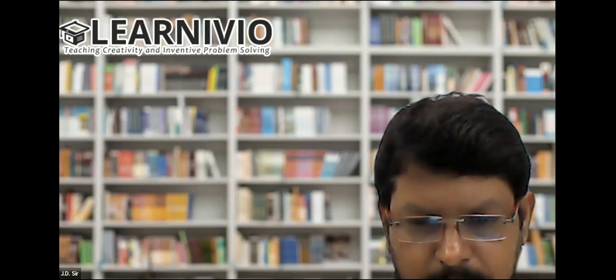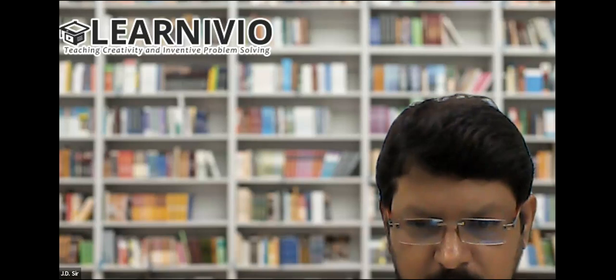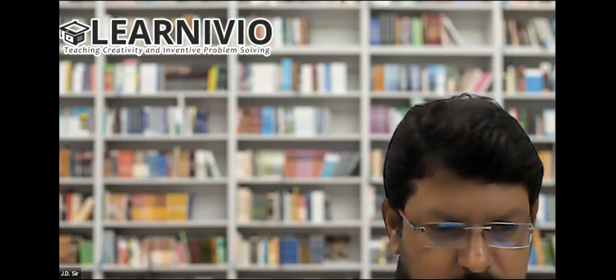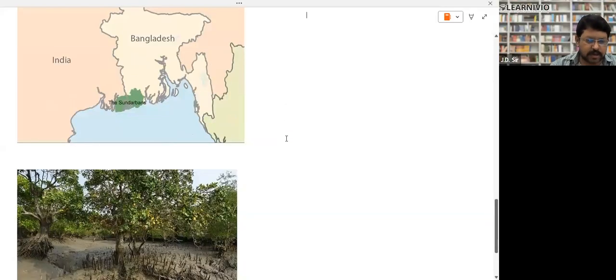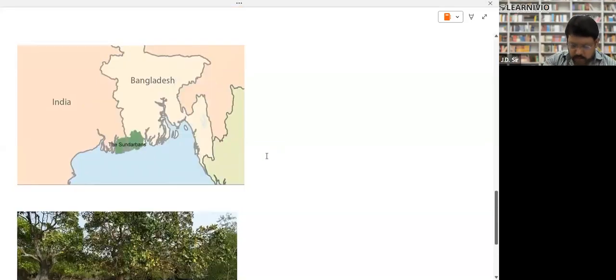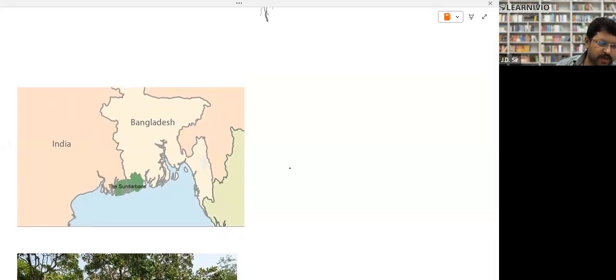Fine. Look, try to understand what I want to convey to you. Look, this is the Sundarban delta. How is the delta formed? This is between Bangladesh and India, right? Sundarban delta, the biggest delta of the world.